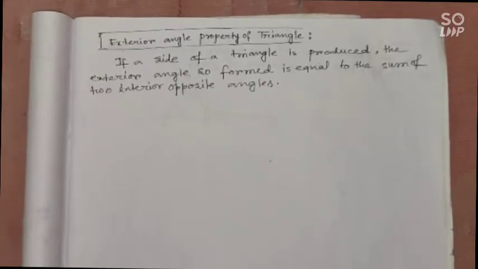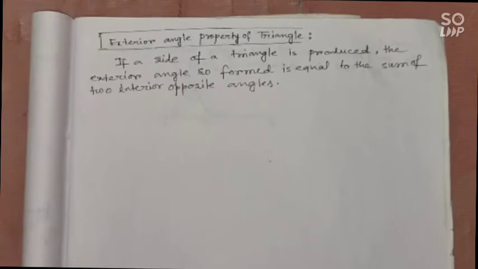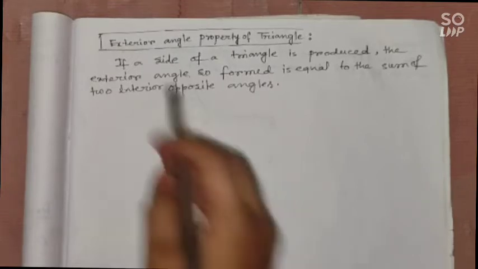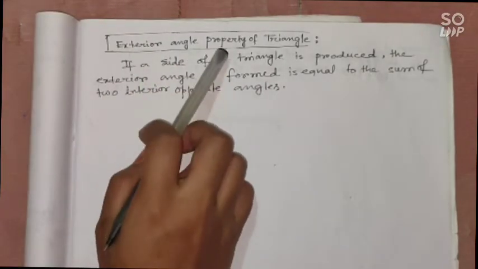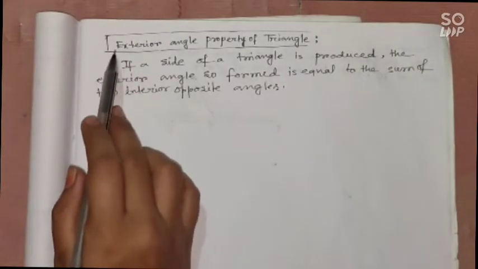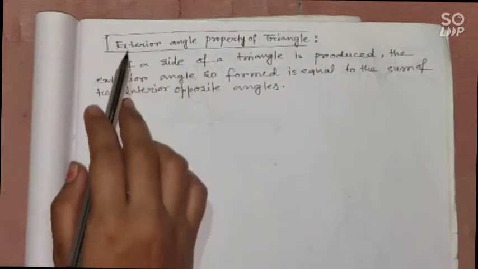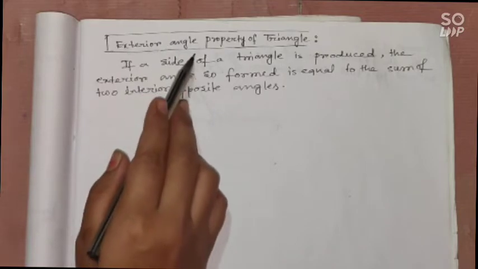As you know, we are going through chapter number 7, properties of triangles. In your previous class we discussed one important property of triangle, that is angle sum property of triangle. In today's class we are going to discuss another important property of triangle, that is exterior angle property of triangle. But before that we will know about exterior angle of triangle.